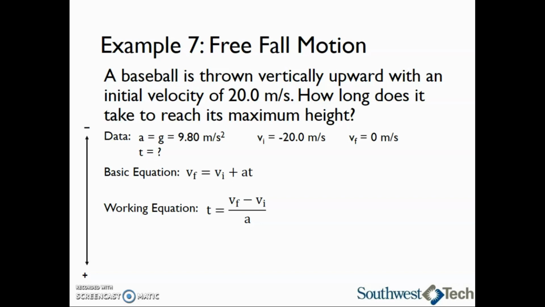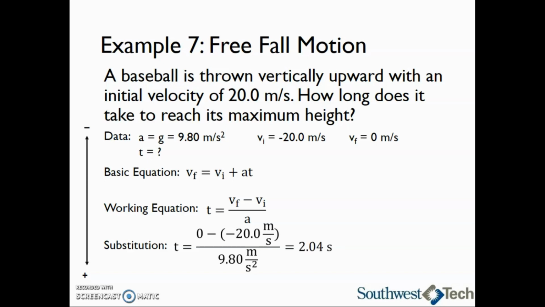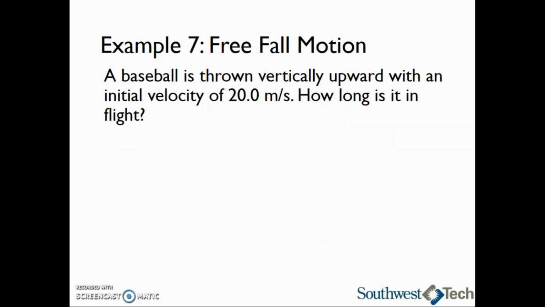Last, we can substitute in the given data and see that t is equal to 0 minus negative 20 meters per second divided by 9.8 meters per second squared. This gives us a time of 2.04 seconds rounded to 3 significant digits. The last part of this question is how long is the ball in flight?